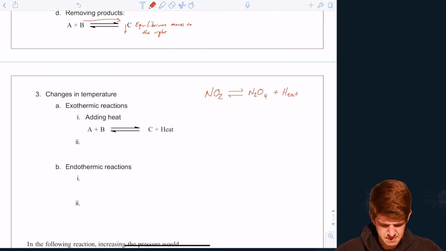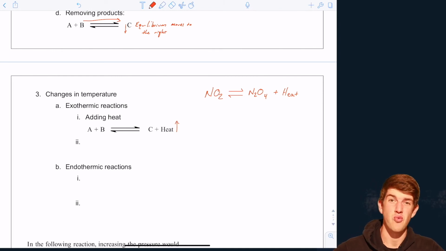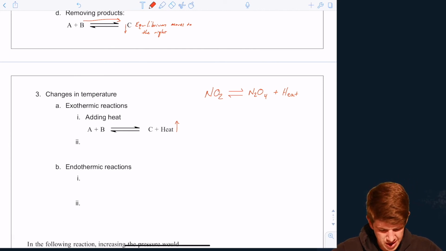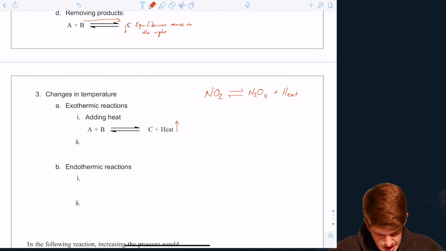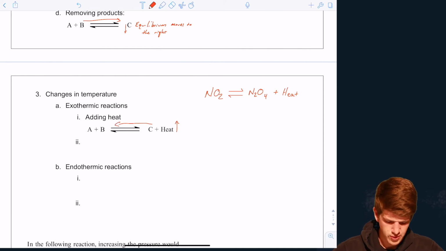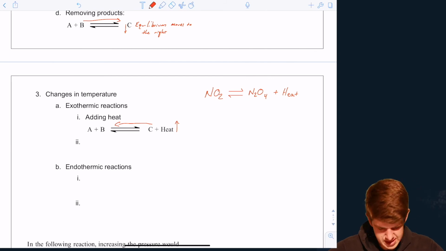So what happens to this system if I add heat? Well, I'm just going to treat it like another reactant. So if I now have an increase in heat, I'm going to try to get rid of that heat. And how am I going to get rid of that heat? Well, if I release energy by doing this reaction as read from left to right, I can use energy using it in the equation as read from right to left. So I'm going to shift equilibrium to the left for an exothermic reaction.